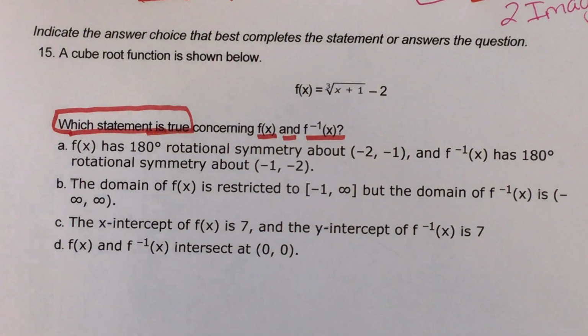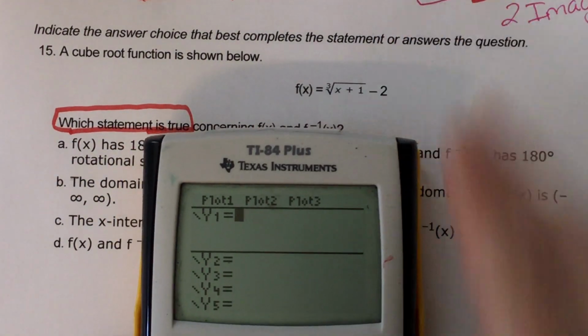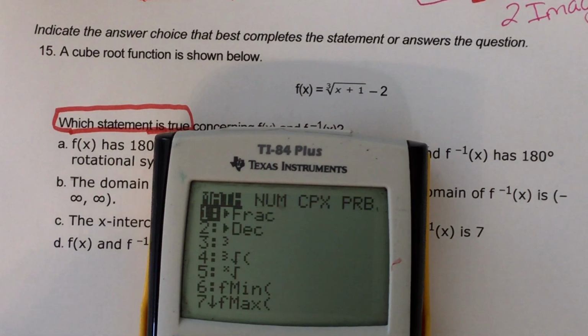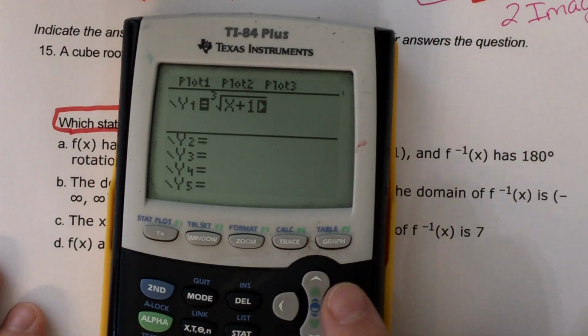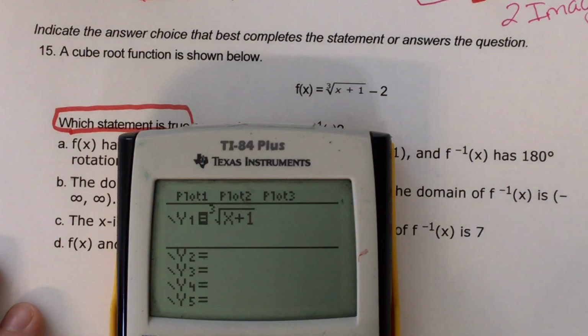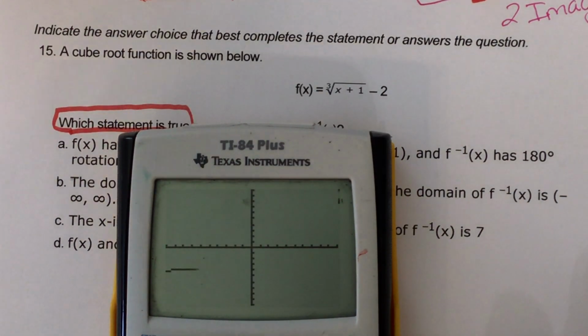First I'm going to put this equation in my calculator. Go to math, go down to number 4. There's my cubed root of x plus 1. I need a right arrow to get out of the cubed root, and then -2. Okay, let's look at it. Now, I'm not looking at this one and the inverse. I'm just looking at this one.